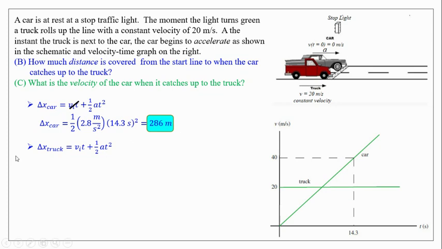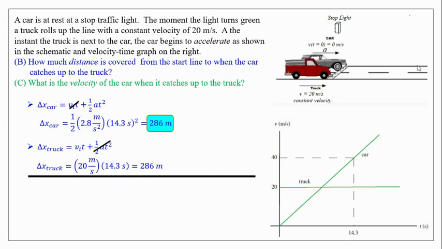AKA your velocity. All right, so for the truck, we know that VI is 20, and we know the time is 14.3. Again, the acceleration for the truck is 0, so let's go ahead and cross that piece of information out. So if you just plug and check here, VI is 20, T is 14.3, and then you should get the same answer of 286 meters, which makes sense, right? They start from the same starting point. They went to the right of the screen, a distance of 280, aka that's where they met. All right. So that's that for part B.